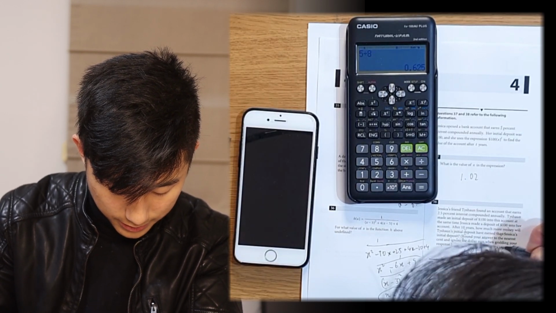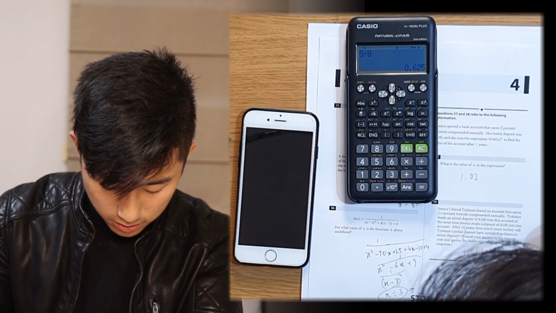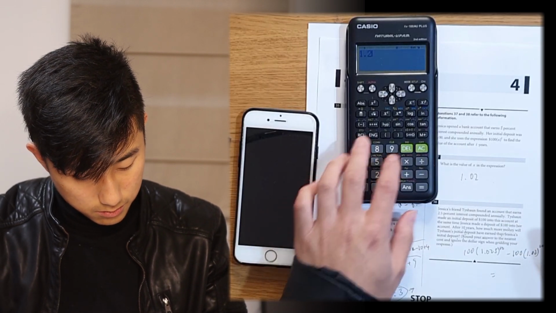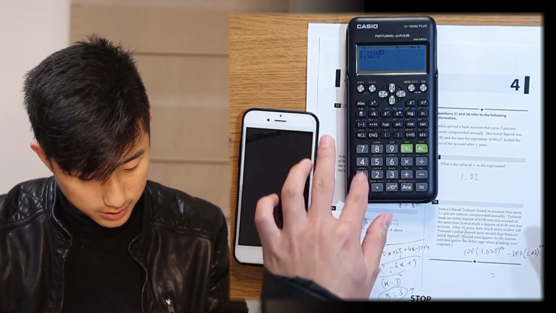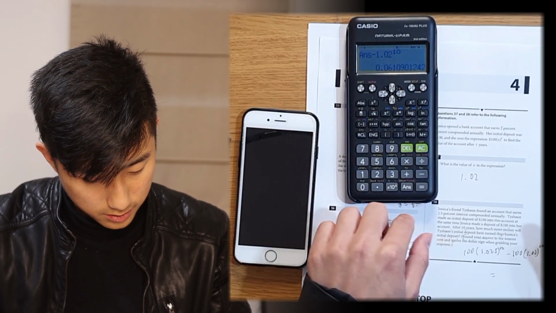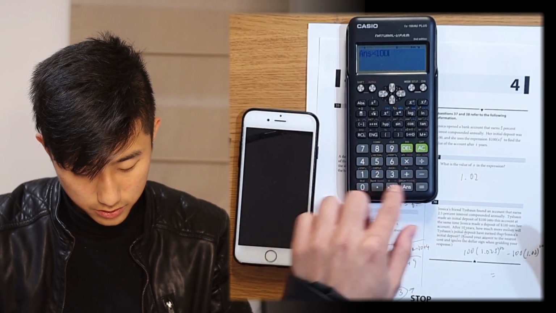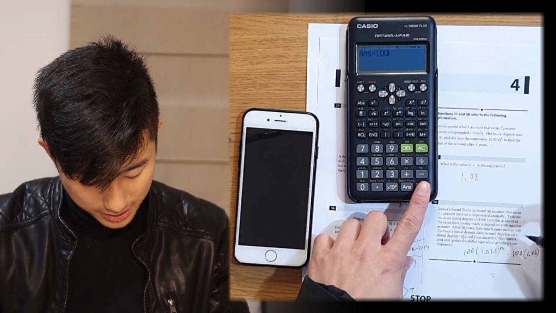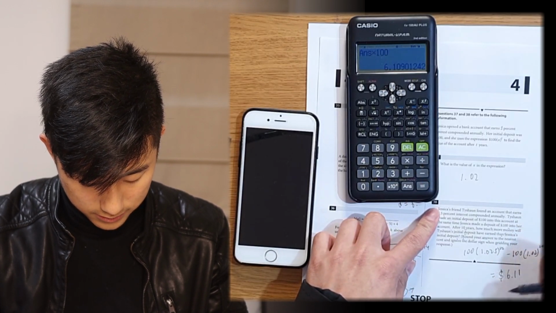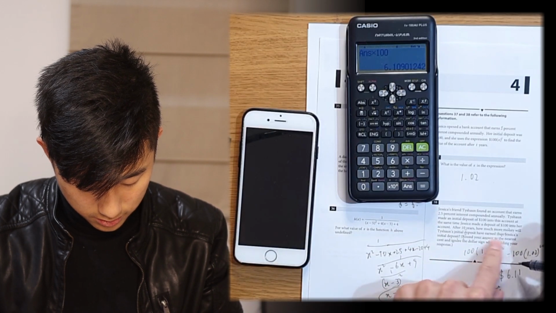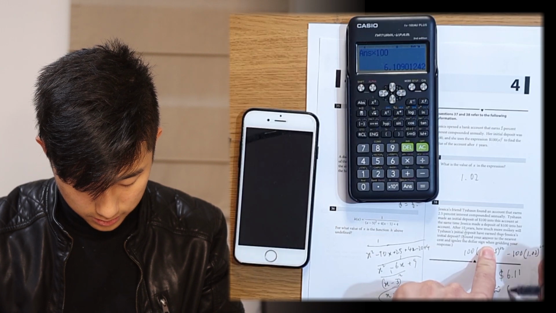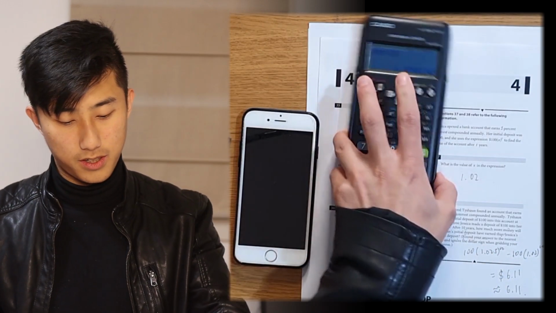1.025 to the power of 10 minus 1.02 to the power of 10, times 100. So that is, in 10 years, $6.11. So to the nearest cent, yep, 6.11.